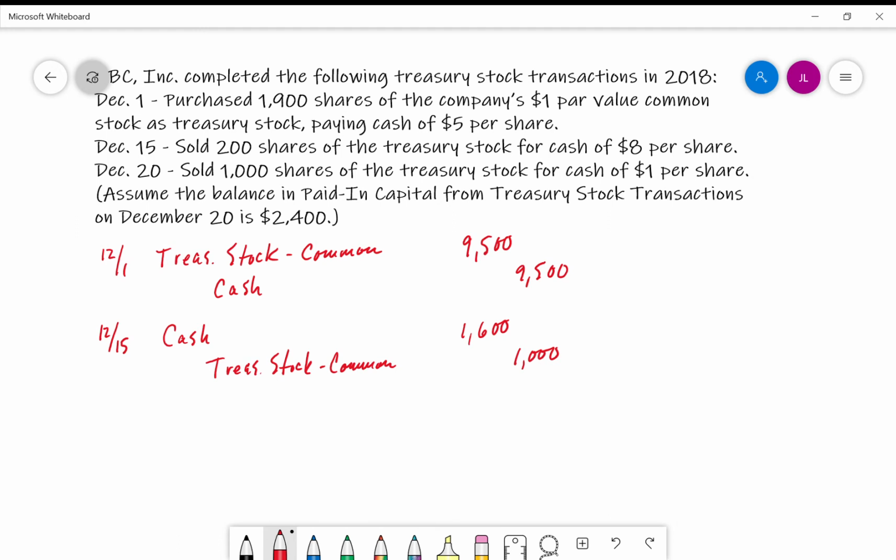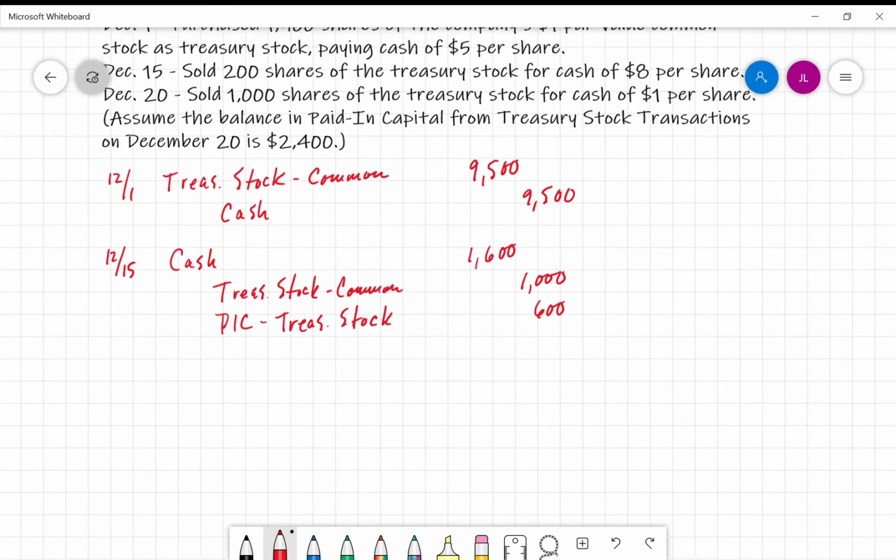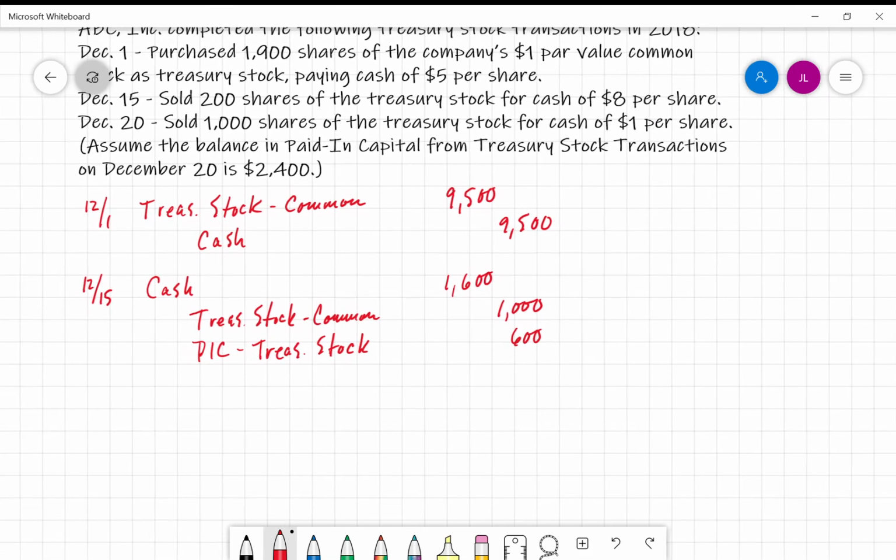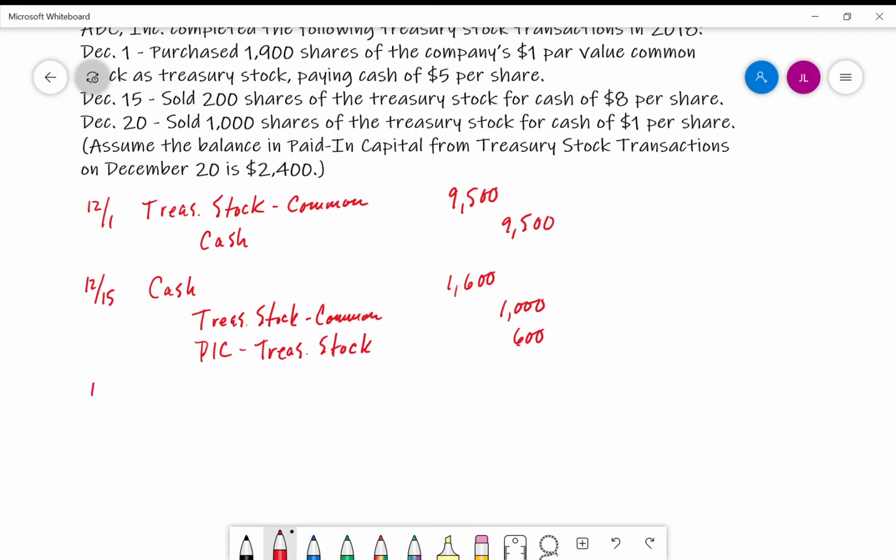And the last thing we have to balance out our equation here, we're looking at paid-in capital. We're going to credit the paid-in capital here because if you think about it, we sort of made a little money on this stock. We sold it for $8 a share when we bought it for $5 a share. So we will credit our paid-in capital for Treasury stock for $600. Now, December 20th is our last transaction. And on December 20th, it tells us that we sold 1,000 shares for $1 per share. It took a big beating there.